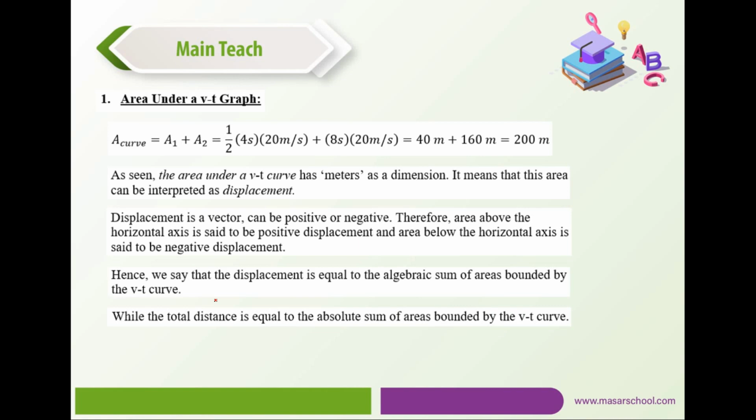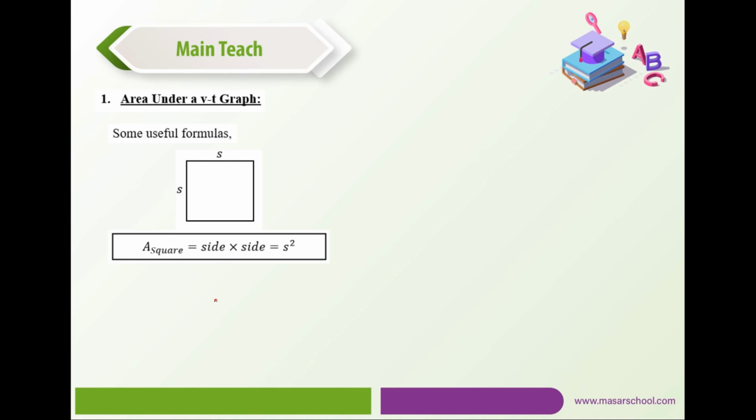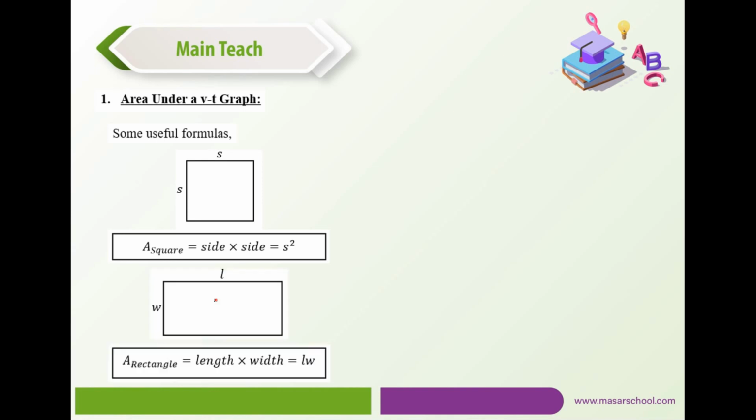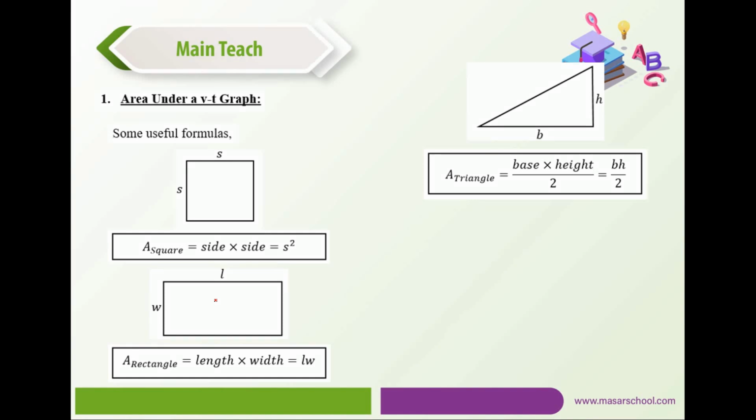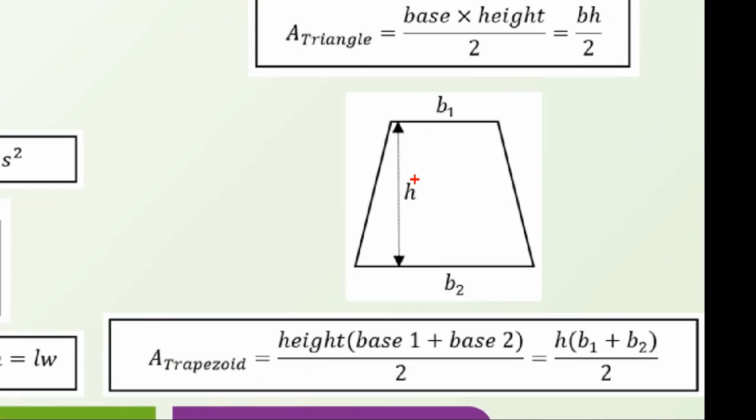What about the distance? The total distance is equal to the absolute sum of areas bounded by the VT curve, and let me explain myself in the following example. But first, let me introduce some formulas. The area of a square is side times side. The area of a rectangle is length times width. The area of a triangle would be base times height over 2. And the area of a trapezoid would be the height multiplied by base 1 plus base 2, divided by 2.